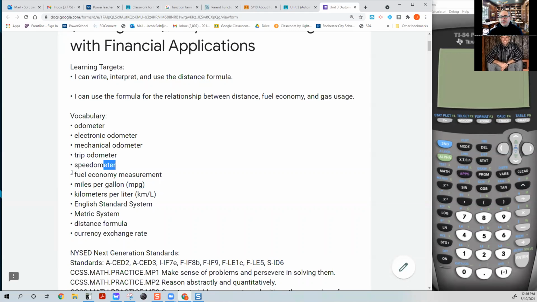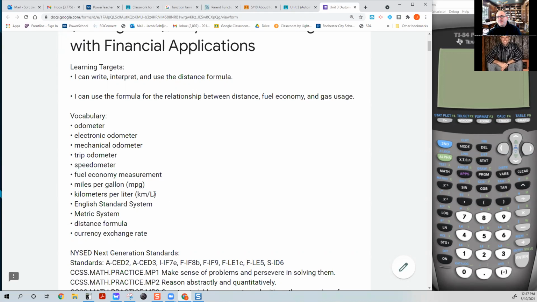Then there's the thing you're all familiar with. There's a thing called a speedometer. A speedometer measures your speed. We're going to be talking about fuel economy measurements in miles per gallon, right? MPG, miles per gallon. That's how many miles a car can travel on 1 gallon of gasoline.